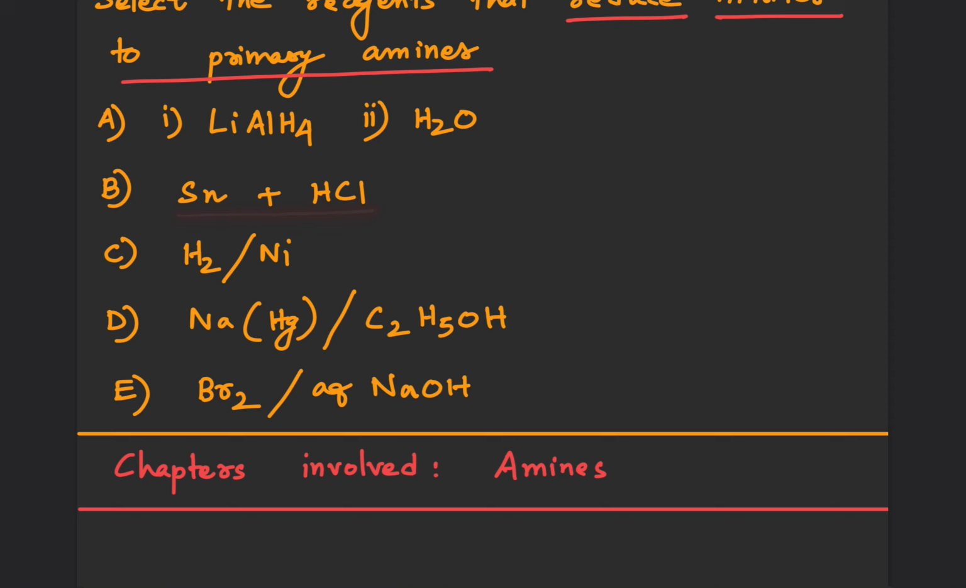Second is tin plus HCl. Third is hydrogen in the presence of nickel. Fourth is sodium amalgam in ethanol. Fifth is bromine in aqueous NaOH. Okay. The chapter involved is amines.